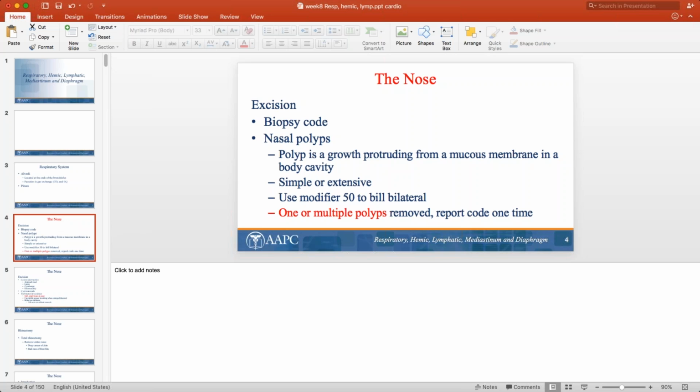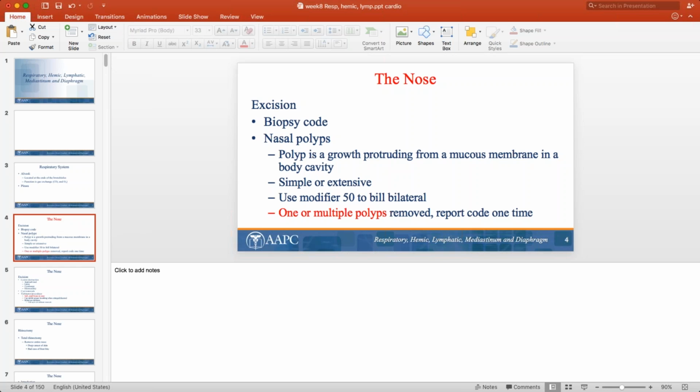Notice that polyps has an S, right? That means it can be single or plural, so it could be one or many because your S is in parentheses. All you need to worry about is whether it's simple or extensive. And the terms that we use for simple and extensive for the integumentary system can apply here. Whether they say 1 or 50 polyps is still going to be that 1 CPT code.